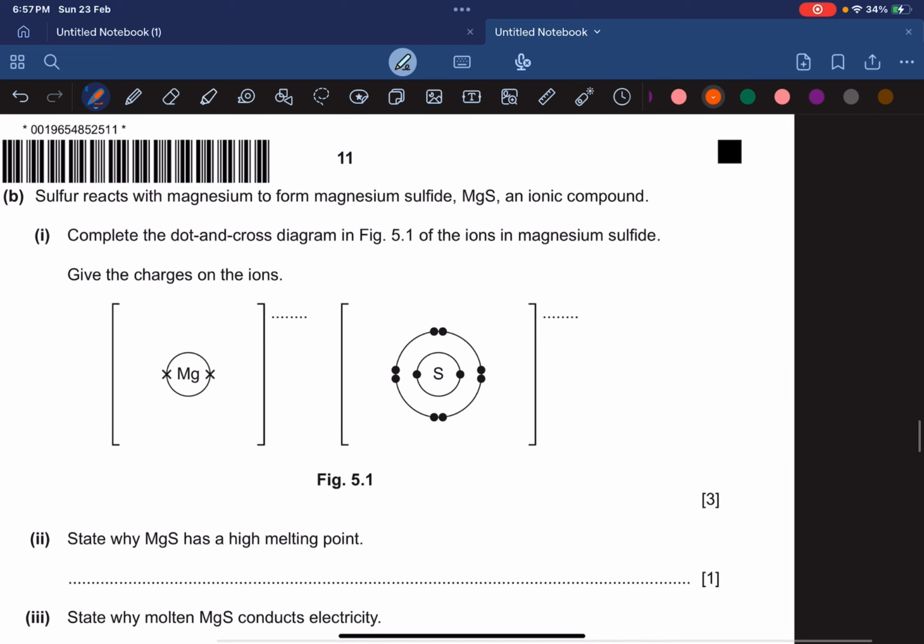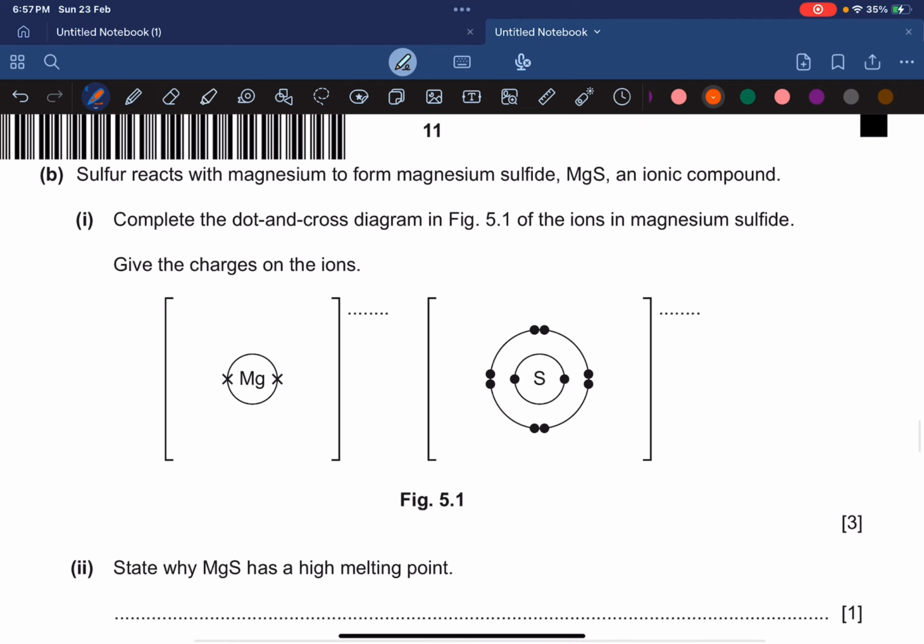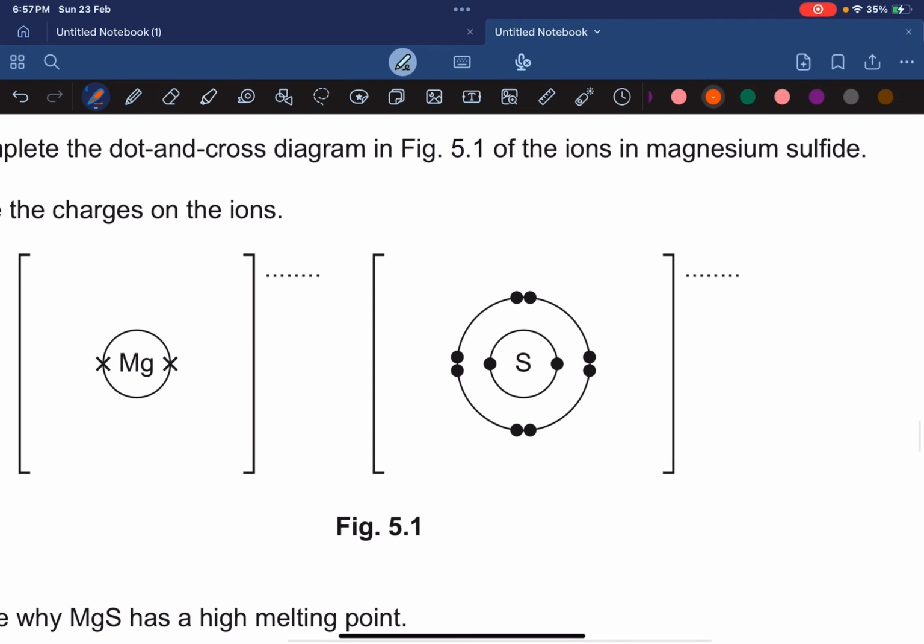Let's move on. Okay, sulfur reacts with magnesium to form magnesium sulfide, an ionic compound. Complete the dot and cross diagram in figure 5.1 for the ions of magnesium and sulfur. Give the charges. The ion of sulfur is in group 6, so 2 negative. The ion of magnesium is in group 2, so 2 plus. That's simple basic chemistry. You just look at the group number and identify the charges. Okay, now we have to complete the diagram.